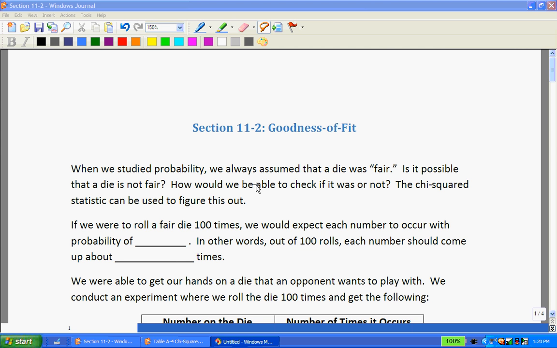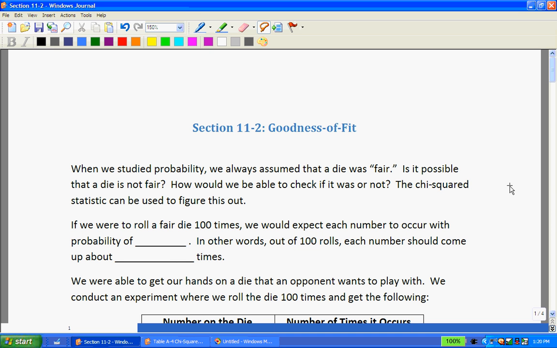Section 11.2, Goodness of Fit. Previously, when we studied probability, we always assumed that a die was fair. Every number was going to come up about the same number of times. Well, is it possible that a die is not fair? How would we check? This is where we can use the chi-square statistic to figure it out.